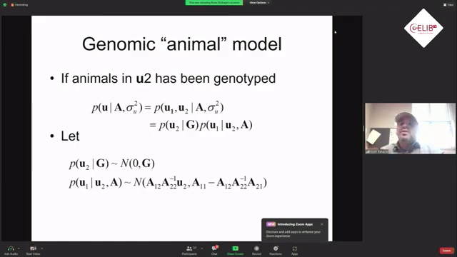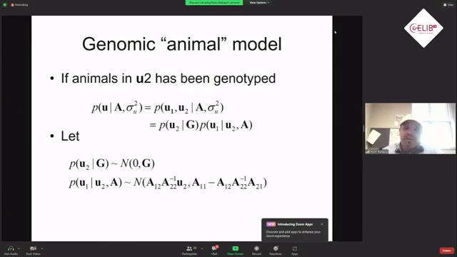Again, we go to the very basics of decomposing a multivariate normal distribution into a marginal and a conditional distribution. So U is the vector of all the breeding values of genotyped and non-genotyped animals, and I can decompose that into the distribution of the genotyped animals, U2, given their genomic relationship matrix, times the conditional distribution of the breeding values of non-genotyped animals, given the genotyped animals and the pedigree.